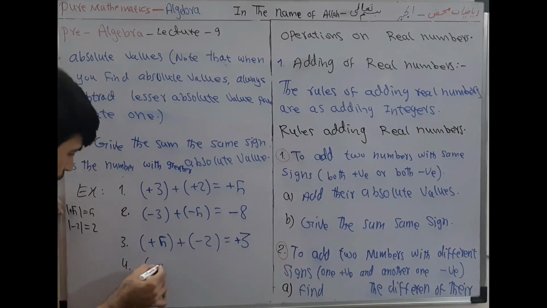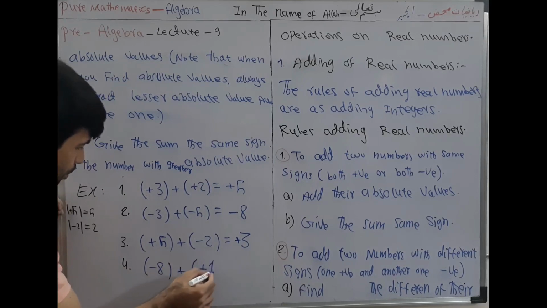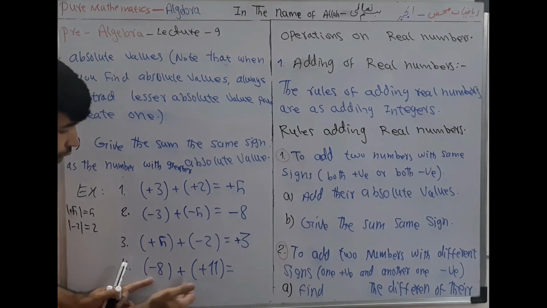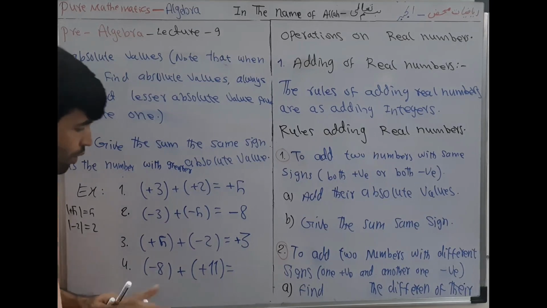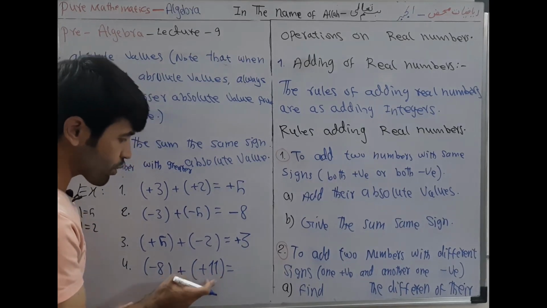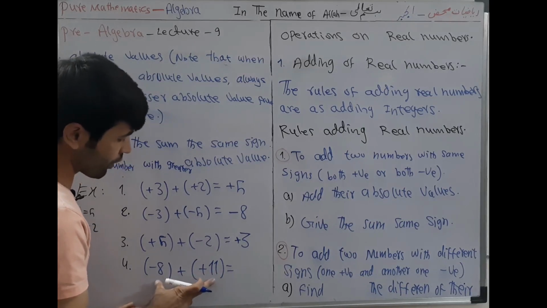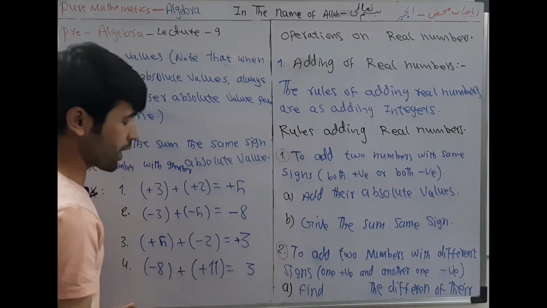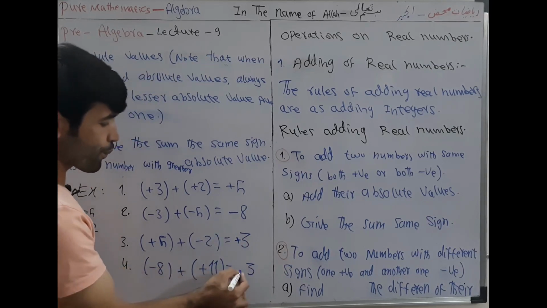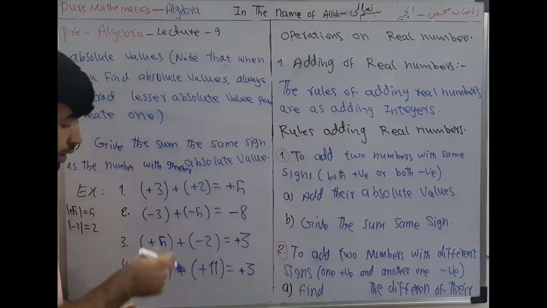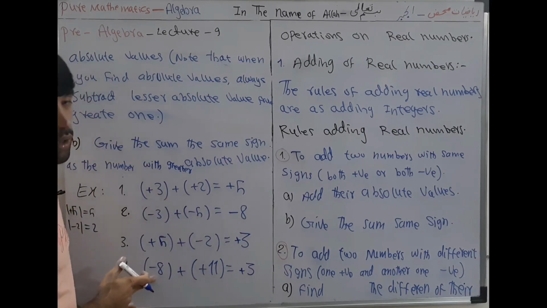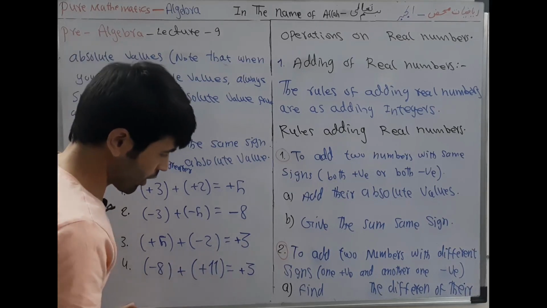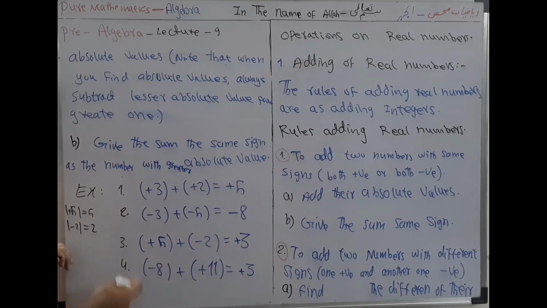Number 4, minus 8 plus 11. Here are two different numbers which we want to add. First we want to find the difference of their absolute values. Here we have 11, here we have 8. 11 minus 8 is 3. Absolute value of 11 is greater than absolute value of minus 8. So here 3 should have a positive sign, or plus.